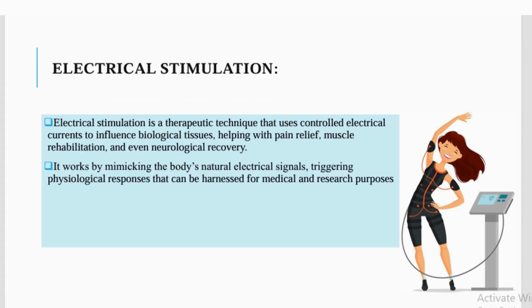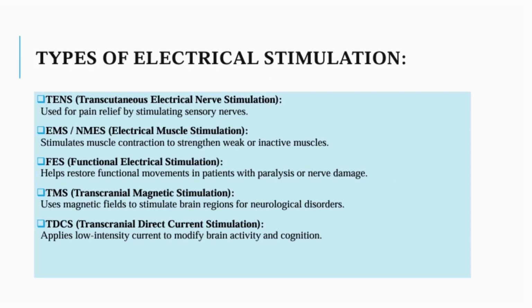So there is some electrical stimulation in our body. Electrical stimulation is a therapeutic technique that uses controlled electrical currents to influence biological tissues, helping with pain relief, muscle rehabilitation, and even neurological recovery. It works by mimicking the body's natural electrical signals, triggering physiological responses that can be harnessed for medical and research purposes. So there are types of electrical stimulation.